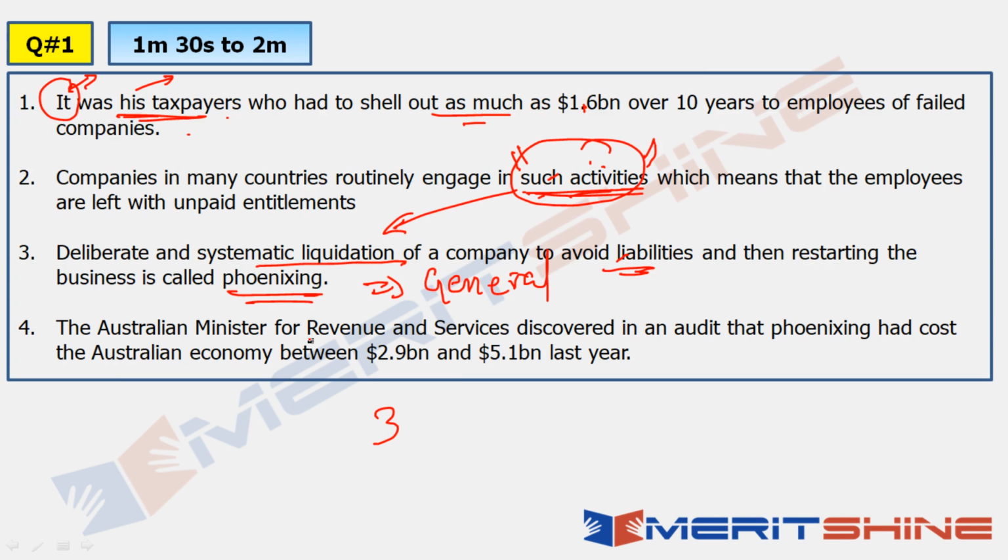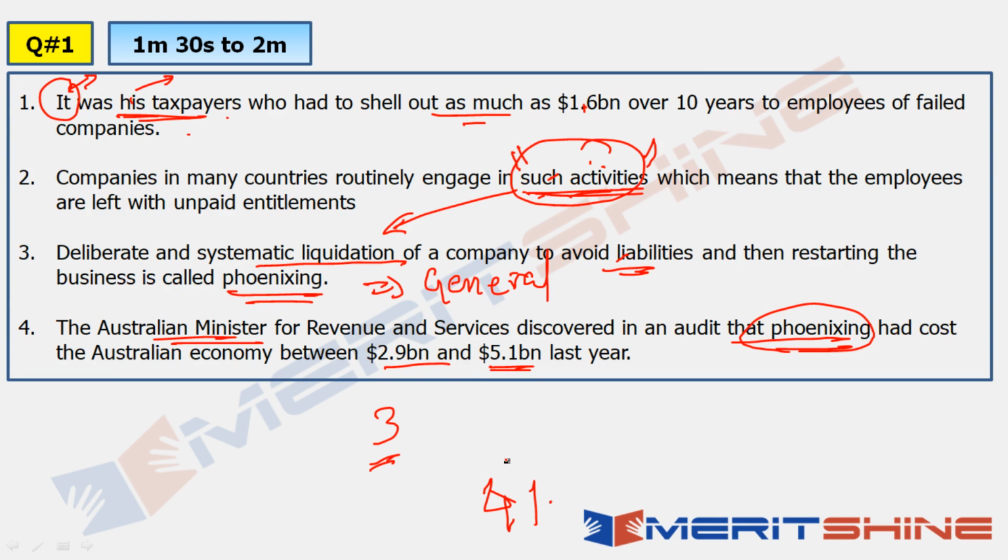The Australian Minister for Revenue and Services discovered in an audit that phoenixing, so we are referring to phoenixing, therefore phoenixing has to be defined first. So, hence 3 has to be the first sentence, had caused the Australian economy between 2.9 to 5.1 billion last year. Now, here there is the first mention of a person. So, this 'his' has to be this. So, we can say for sure that 4 1 is a mandatory pair. 4 has to come before 1, then only 1 can refer as 'his' to the Australian minister, right.